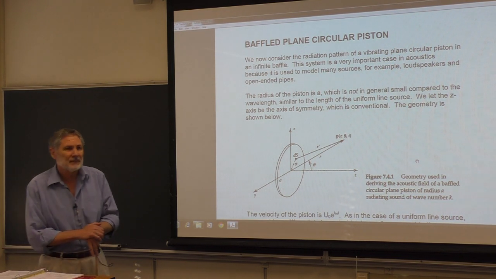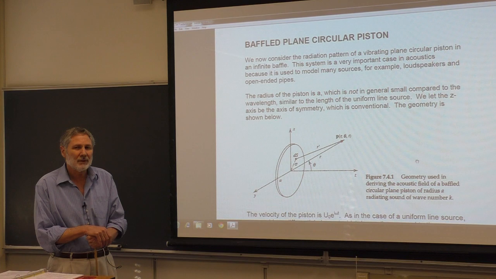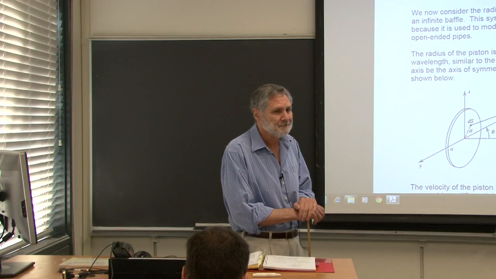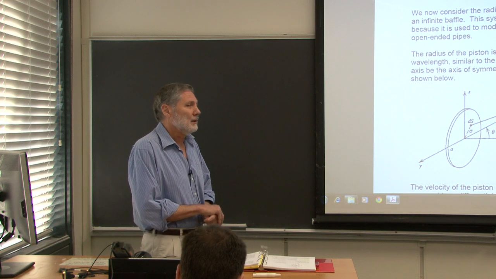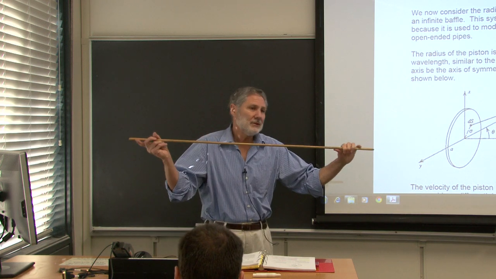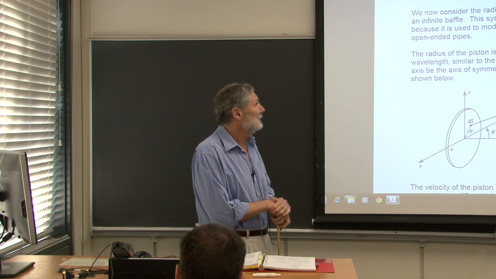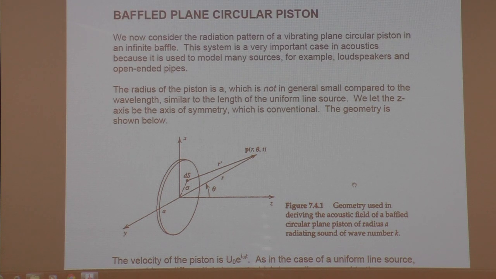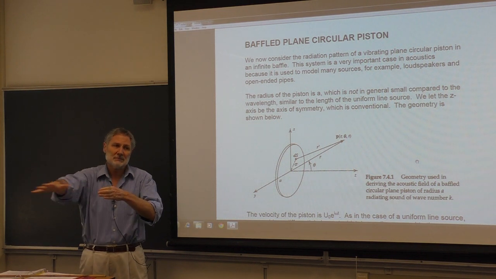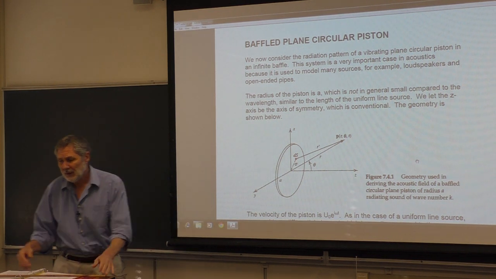Except for Thursday's lecture on Helmholtz resonators, we've been talking about radiation of sound. We did the uniform line source, and now we want to do a well-known solution. It's not simple, but it's used a lot. It's a circular piston vibrating in an infinite baffle. It's a rigid plane.